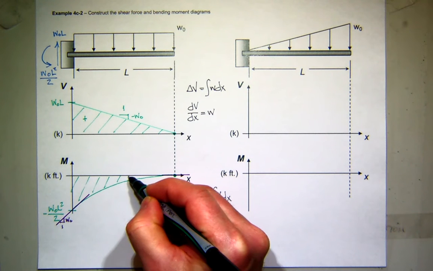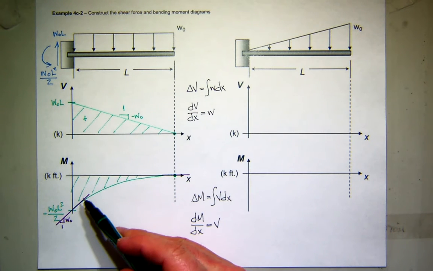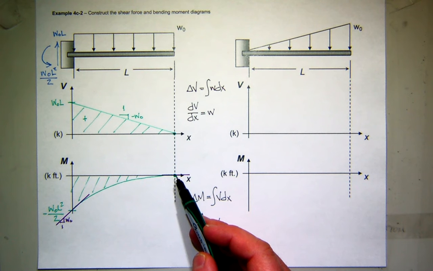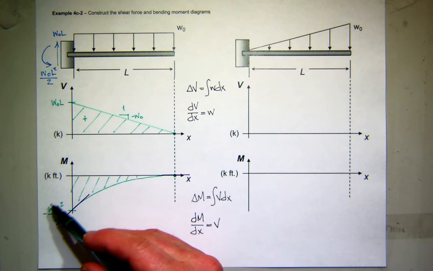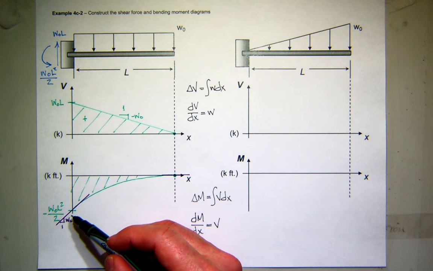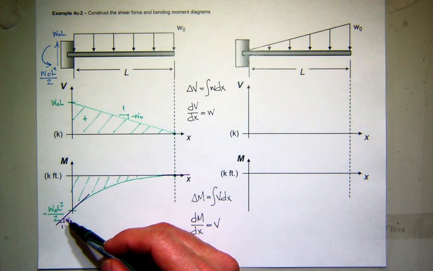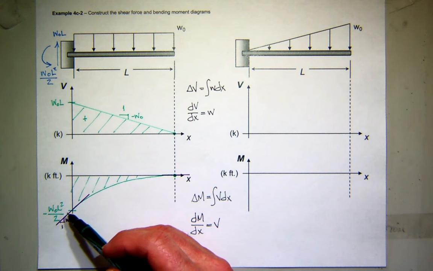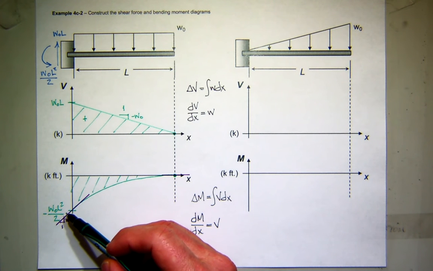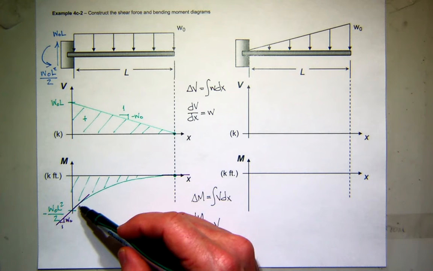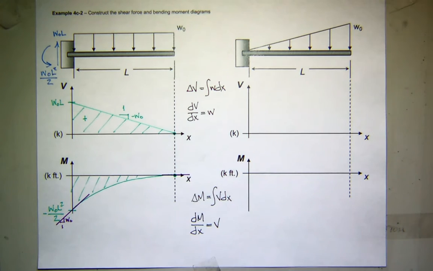Your curve will not accurately predict the value of the moment everywhere along the beam, but it will accurately predict what? The maximum value and where it's located. And that's all we really care about from these diagrams. This tells us that the maximum moment is at the cantilever, and it's negative L squared over 2. And then it decreases to no moment at the end.